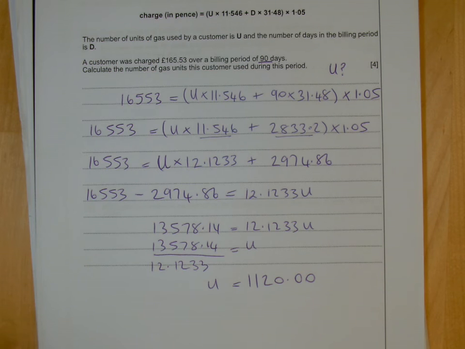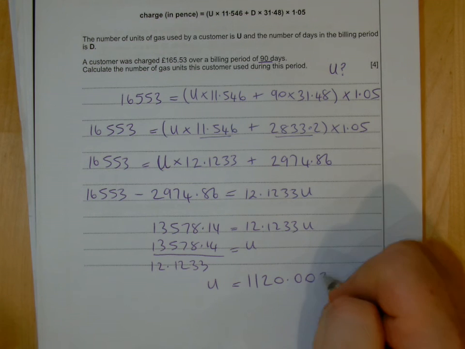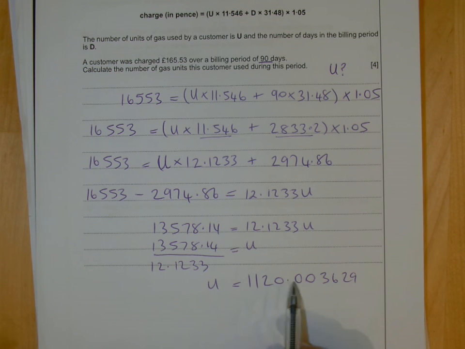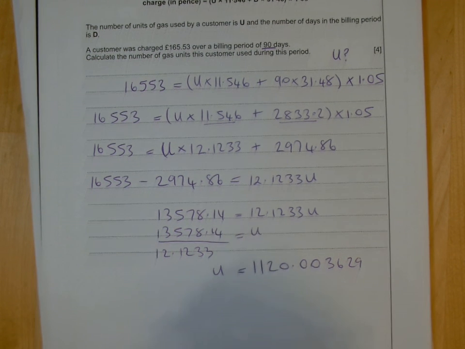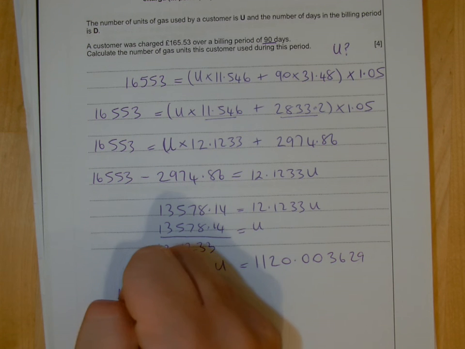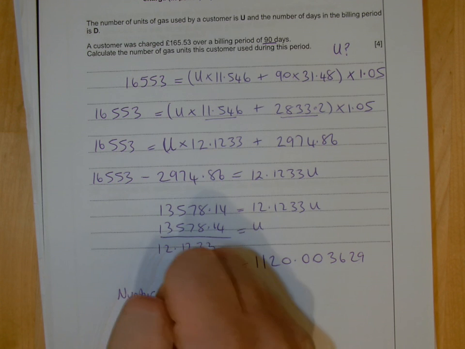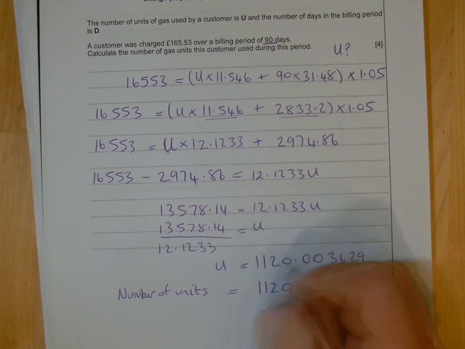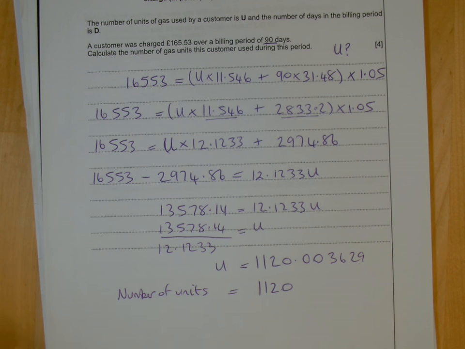Okay, now number of units needs to be a whole number, doesn't it? And the calculator sort of clarifies here that that is virtually a whole number, isn't it, when you've got 0.000 there. So we need to make sure in our answer we actually say that, because number of units used can only be a whole amount. So you chop off then everything else and just say 1120.